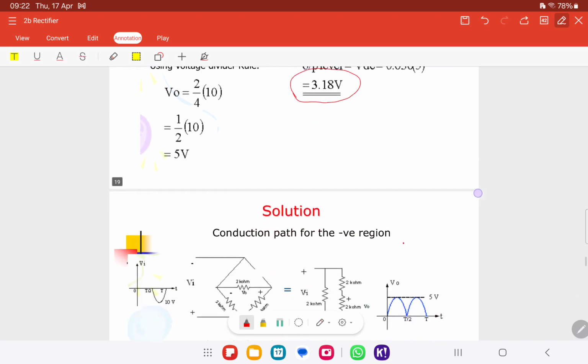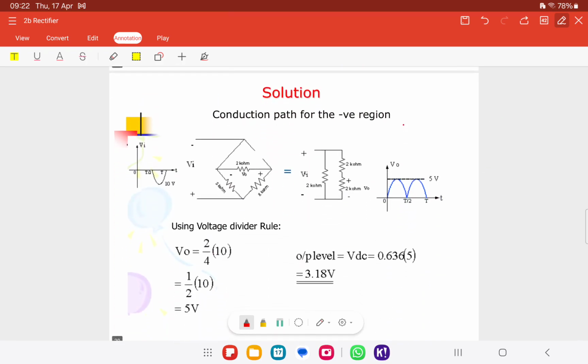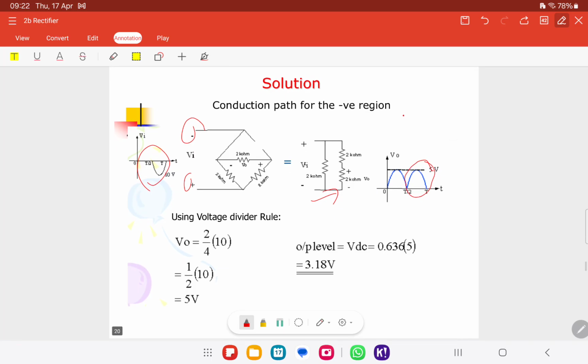This is for another way. When we change the polarity for the negative cycle, it is still the same. So you get the second one here. The value will be the same, since the value we have here is also the same.